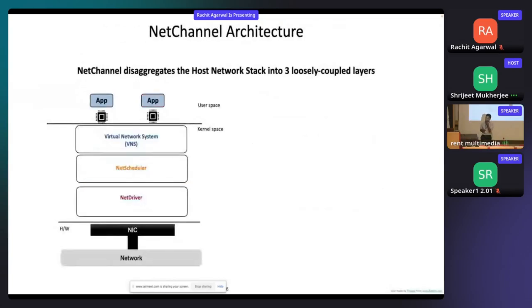What we are thinking is that we should have the following three loosely coupled layers. So I'm going to tell you a little bit about each of these layers. The first one, the top one, what we are calling is the virtual network system layer. The second one is what we are calling net scheduler, and the bottommost is net driver layer, okay?